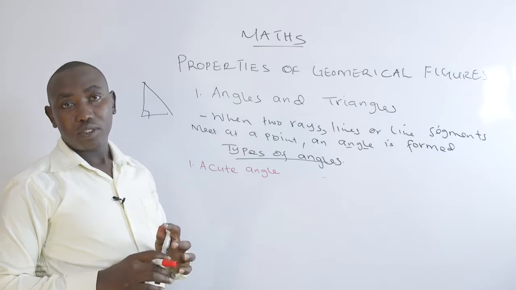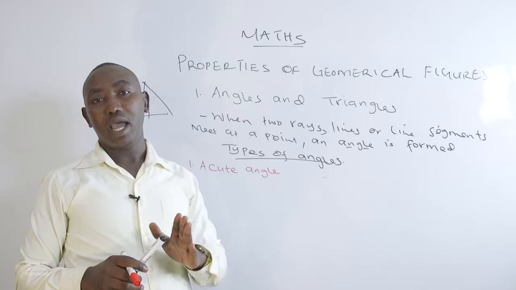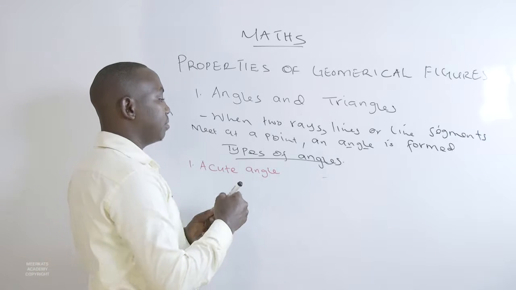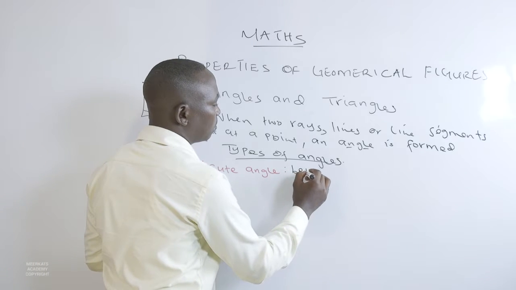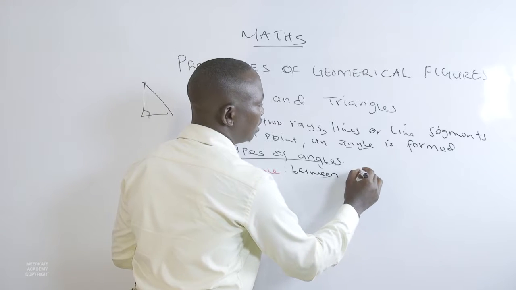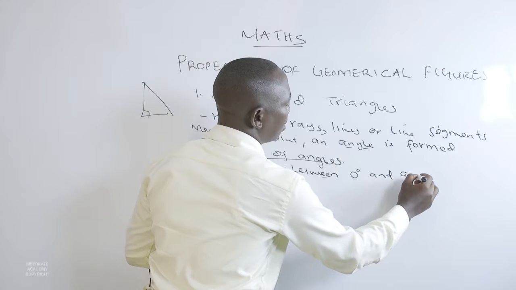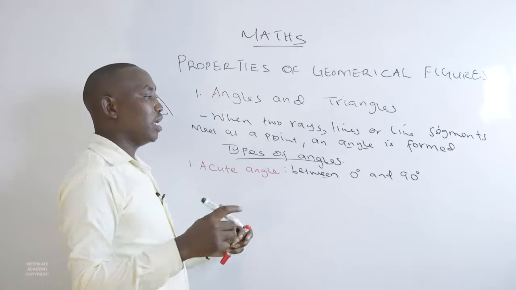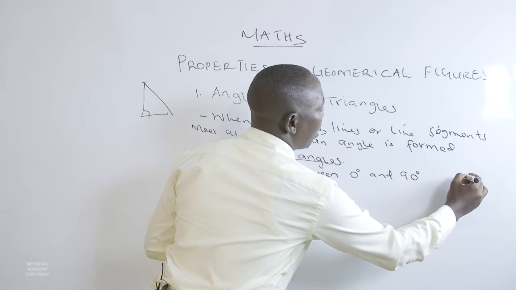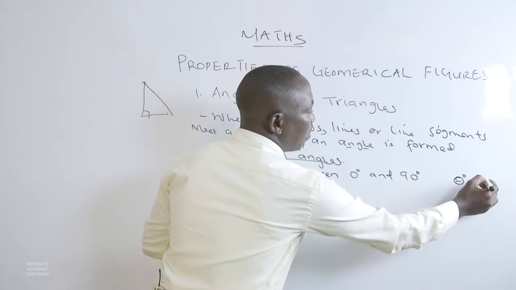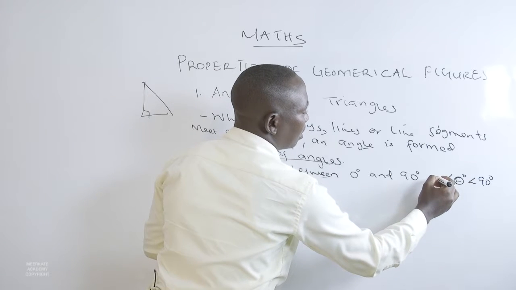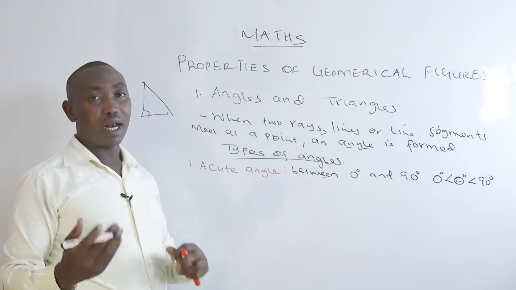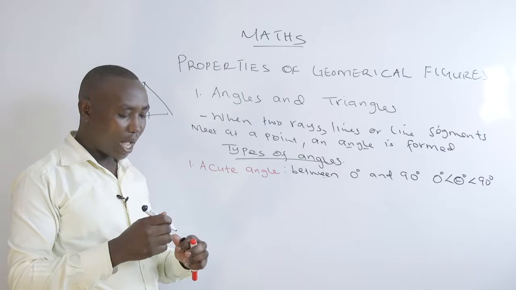Acute angles are usually more than 0 degrees, but less than 90 degrees. So it is between 0 degrees and 90 degrees when measured. That means if that is our angle theta, then it should be strictly less than 90 degrees, but greater than 0 degrees. So any angle you measure and find that it is less than 90, that angle is an acute angle.